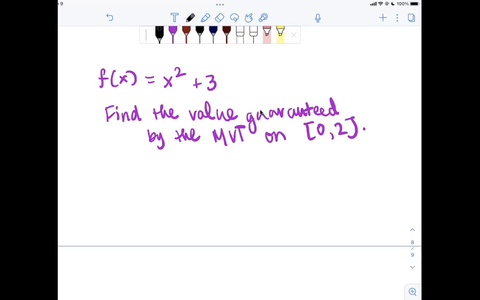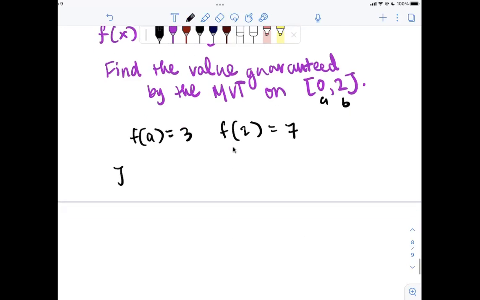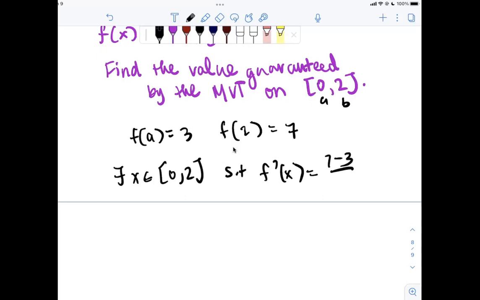All right, so first we need to know what we're looking for. So let's check. So our a is 0 and our b is 2. So we need to know what f of a and f of b are. So f of 0 is 3, and f of 2 is 7. So by the mean value theorem, there exists some x in the interval from 0 to 2, so that f prime of x is equal to 7 minus 3 over 2 minus 0, which is just going to be 2. So there's some value where the derivative is 2.